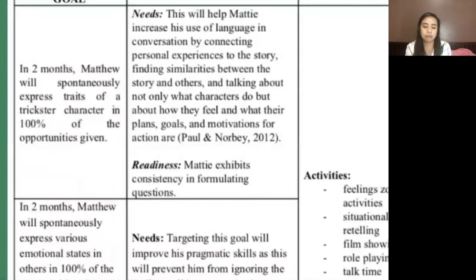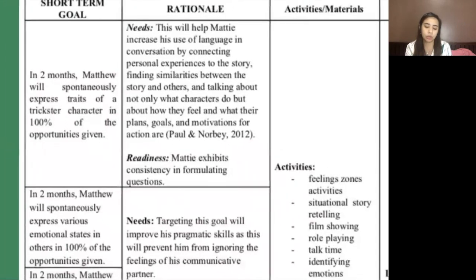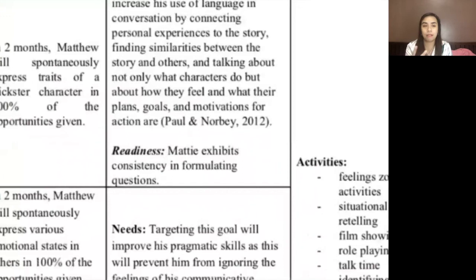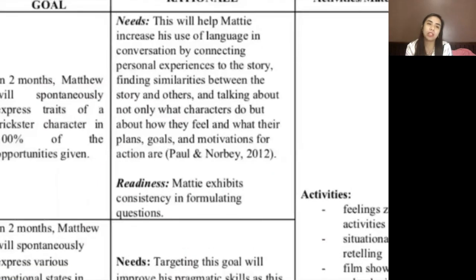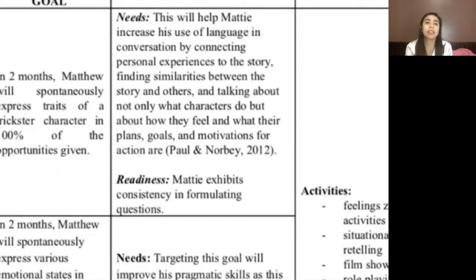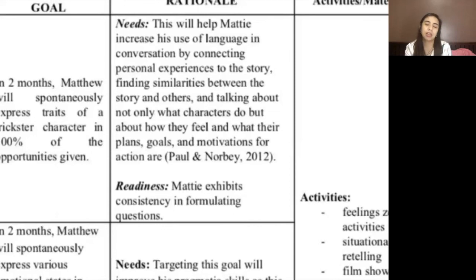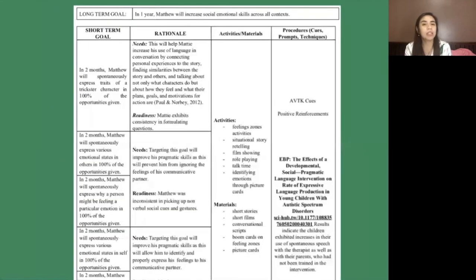So, readiness, Matty exhibits consistency in formulating questions. So, if Matty exhibited consistency in formulating questions, he can already ask or infer on why the trickster in the story did that, processing his social emotional skills. So that is really the importance of having a precise and justified ITP on explaining your rationale well, on making sure that your short-term goals are related to your long-term goals.